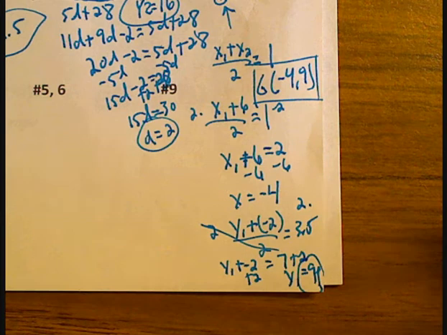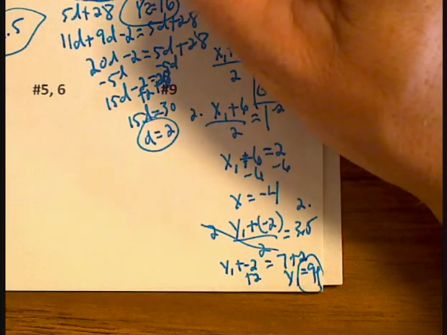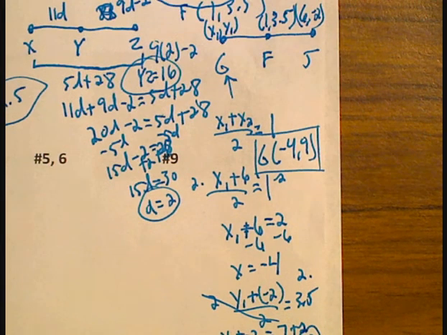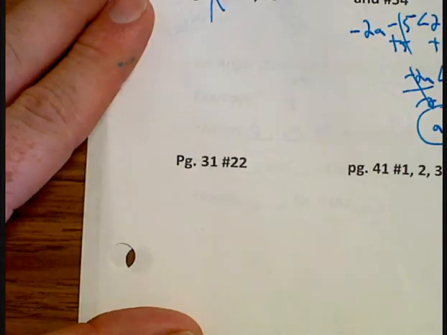Negative 4, 9. I am going to look at this as a class because that's a really tough one. Page 31, number 22.